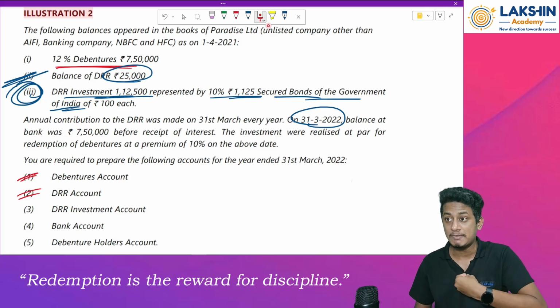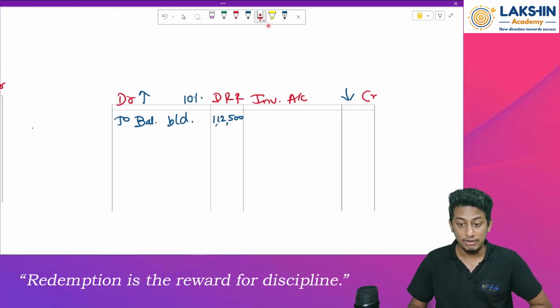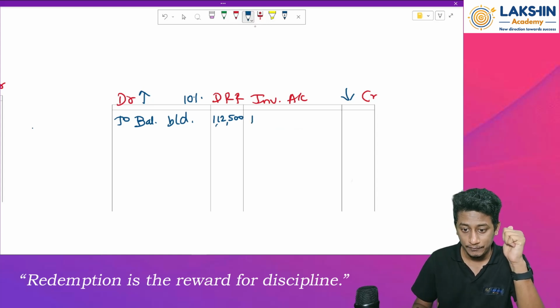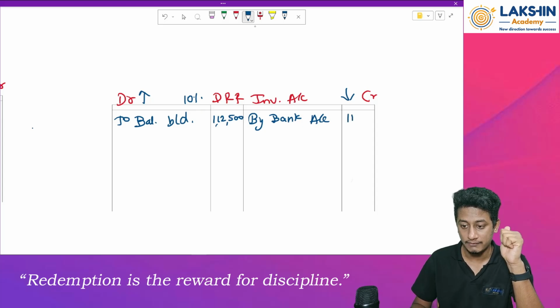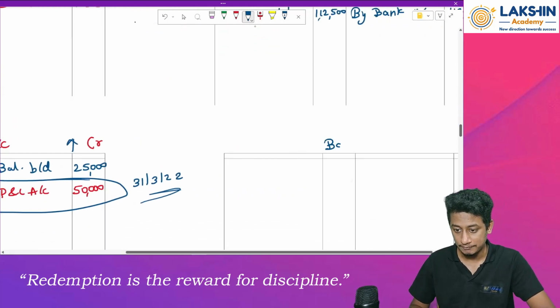So whenever investment is sold off, what will happen? The value of the investment will reduce. So where will you pass the entry? On the credit side, as what? As by bank account, rupees 1,12,500. Clear? Next account is the bank account. Now come to the bank account.